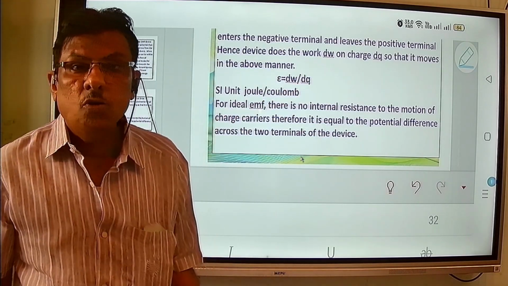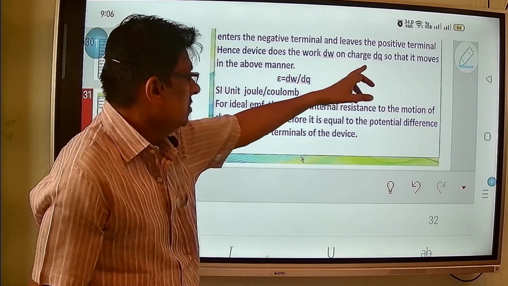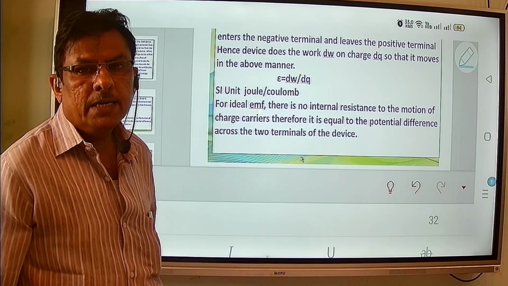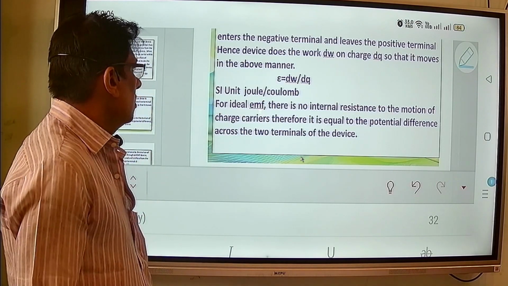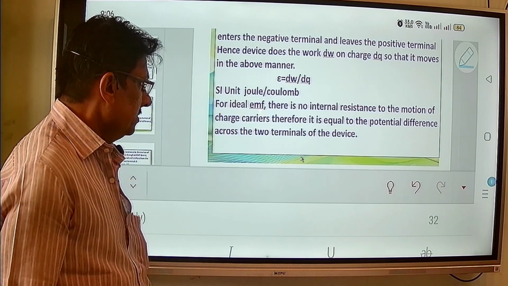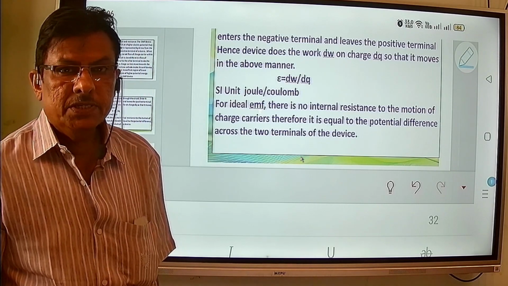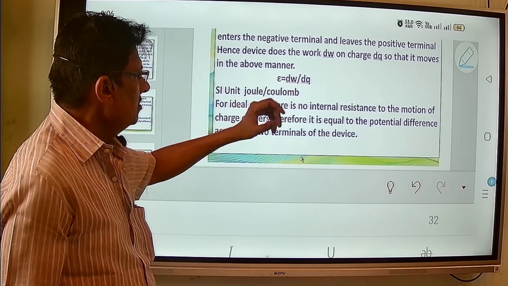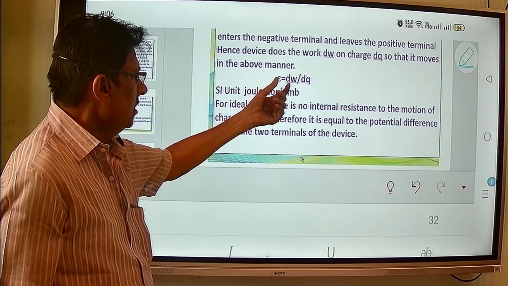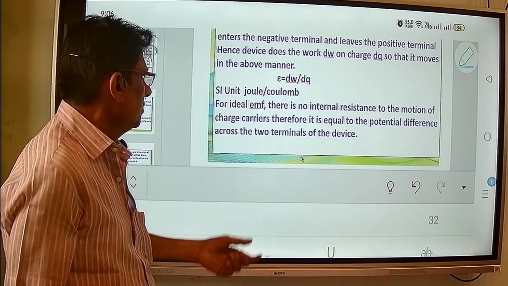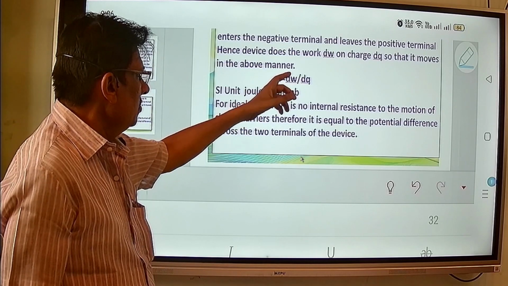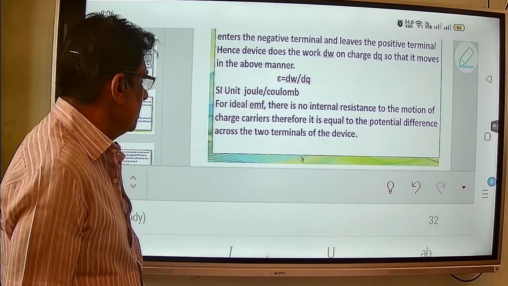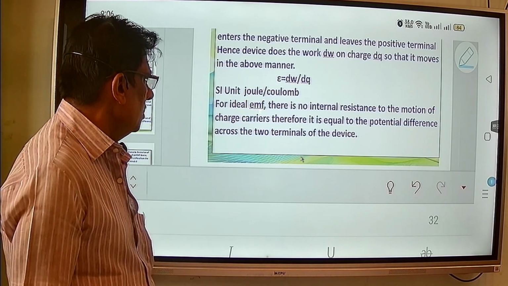But work is done on whom? On the charge dq, so that it moves in the manner which is accepted, that is clockwise. Now here, when I want to write this equation of EMF, I have written that E is equal to dW upon dq, because a small amount of work is done over the charge dq. Hence, the unit of work done is joule and the unit of charge is coulomb. So the SI unit of EMF is joule per coulomb.